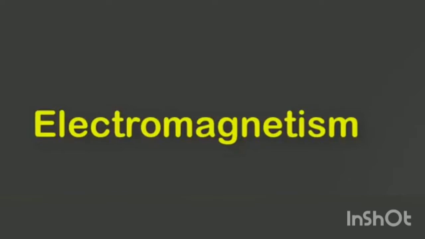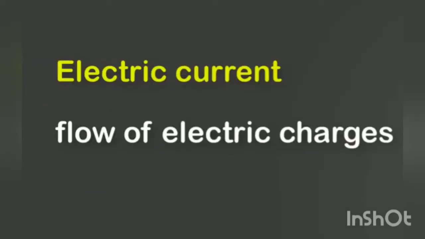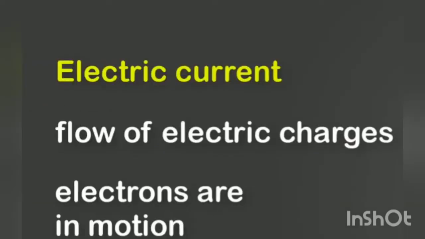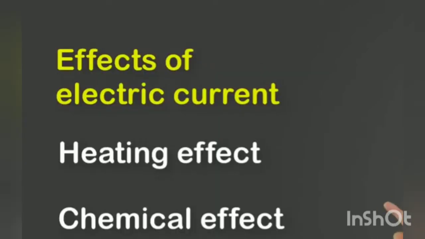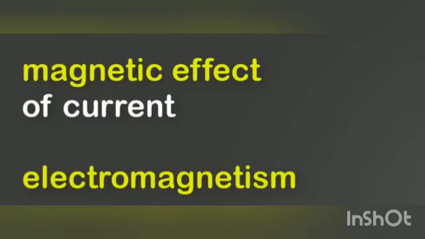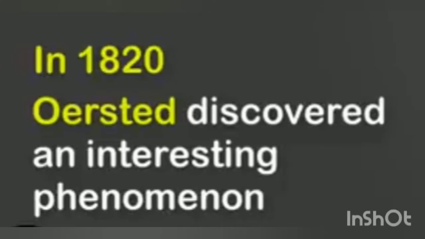We have learnt of electric current. So it means the flow of electric charges. So when current flows in a wire, the electrons, which are negatively charged particles, are in motion. Electric current has many interesting effects such as heating effect, chemical effect and magnetic effect. So today we are going to learn about the magnetic effect of electric current.